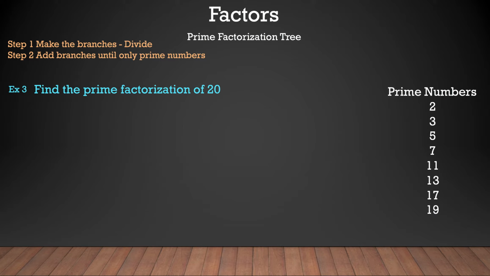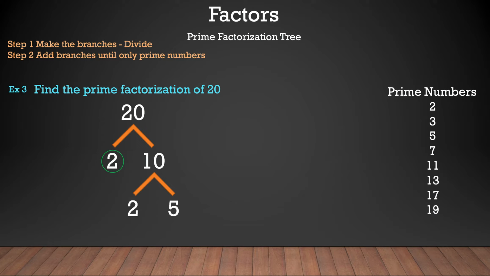Okay, so we're going to take a look at this last example. Find the prime factorization of 20. So we're going to go ahead and write down 20. Add the branches. So we're going to divide 20 by 2, which is 10. And then now we're going to go ahead and circle the prime numbers, which is 2. And then we're going to add the branches below 10, since 10 is not a prime number.